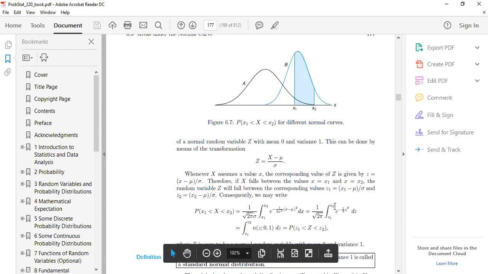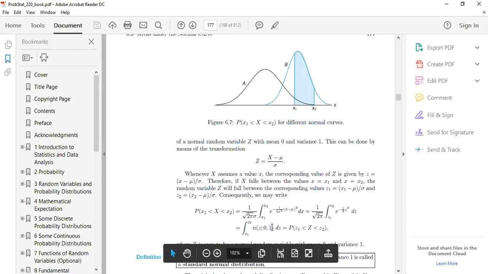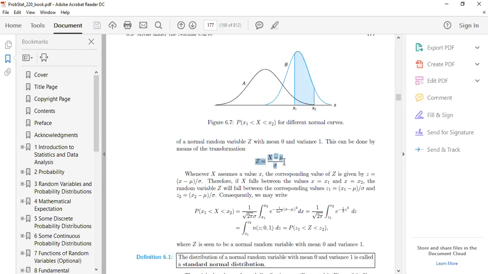I told you 1 over root 2 pi, integral from z1 to z2, because now your integrand is e to the power negative z square by 2, because now nu equal to 0 and sigma is equal to 1 always. Nu equal to 0 and sigma equal to 1. So you are converting your N(x; nu, sigma) to N(z; 0, 1) using this definition. That's it. So always we'll be using this definition.